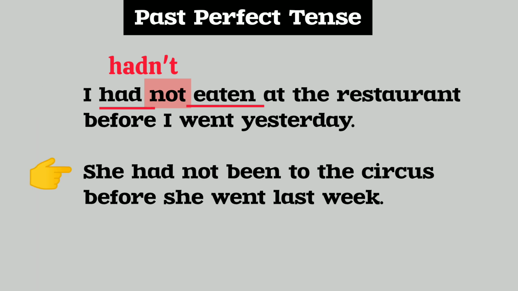The next sentence: She had not been to the circus before she went last week. Here is the action that happened early in the past, and there is the action that happened later in the past. However, again, because it is negative, I put not between had and the past participle of the verb. I can also use the contraction form, she hadn't.